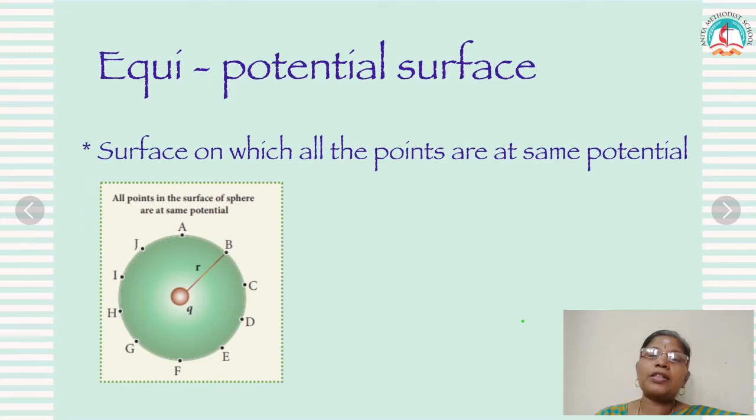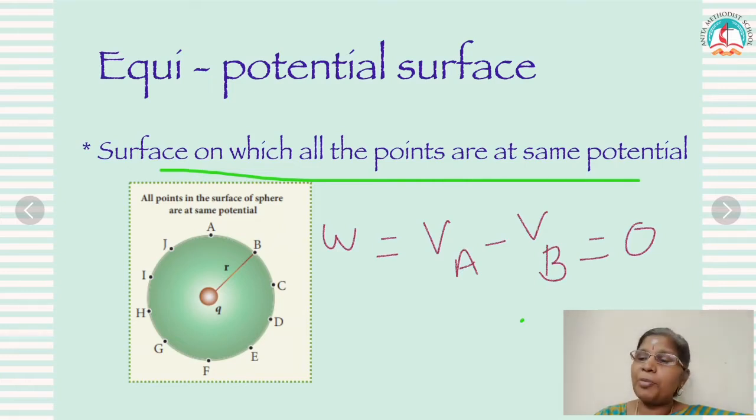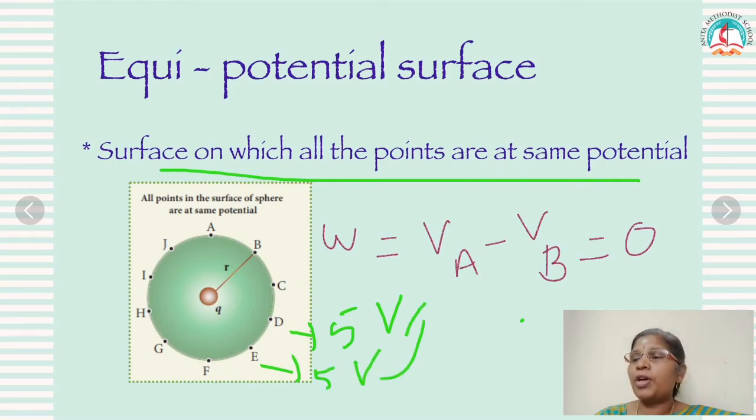The next one is equipotential surface. What is the meaning of equipotential surface? It is a surface on which all the points you select have equal potential values. So when you calculate the potential difference or the work done, one value minus the other value equals 0. Because if I take the potential value as 5 volt here, this side also has a potential of 5 volt. When you subtract, you get the answer 0.